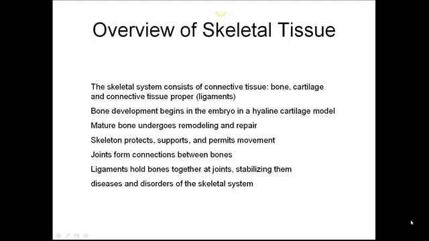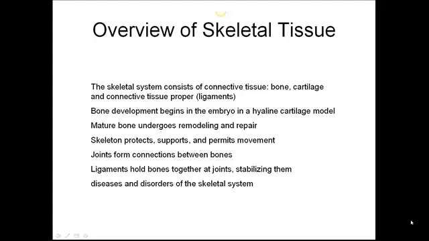So the skeletal system consists of connective tissues, and these include bone, cartilage, and ligaments. And if you'll remember, this is connective tissue proper. It's like dense, irregular connective tissue. Bone development, of course, begins in the embryo in a model.